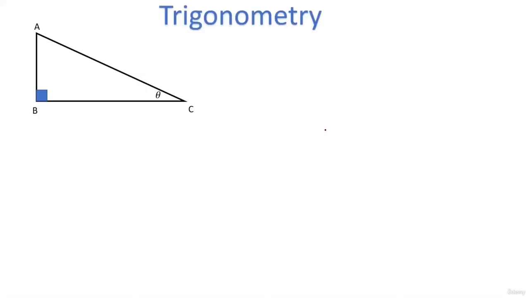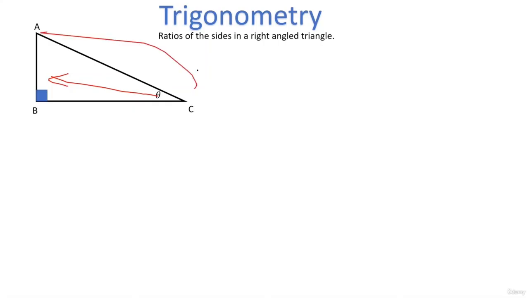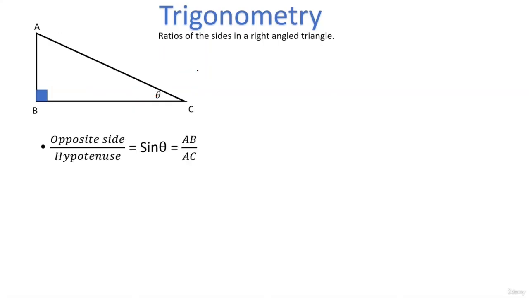In trigonometry, basically we study the ratio of the sides of the triangle. So we'll first try to understand the ratio of the sides with respect to the angle theta. With respect to the angle theta, we observe one side opposite, the side AB, and one side is the hypotenuse. The ratio of these two sides, the opposite side and the hypotenuse, is called sine theta. So in this case, sine theta will be AB divided by AC.